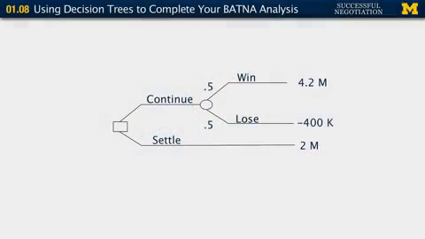We're going to step two, which is to add the numbers. So here are the numbers. There's a 50-50 chance of winning. So you plug in the probabilities. If you win, you will net $4.2 million after deducting attorney's fees. If you lose, you lose $400,000, whereas the settlement offer is $2 million.